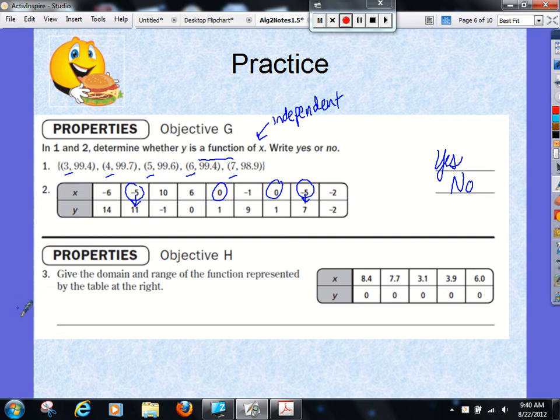Okay, domain and range. Please, please, please listen to this. The notation, you do not have to do set builder notation here when you have a table. I'm going to write this down because you're going to miss this later. When you have a table, list the domain.